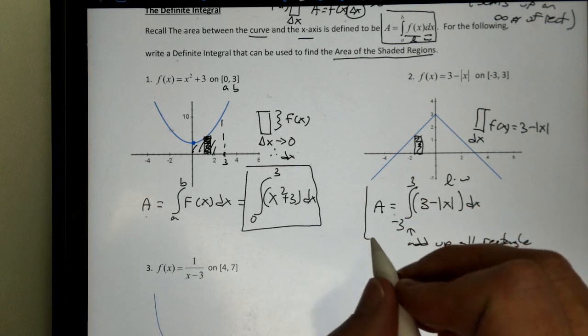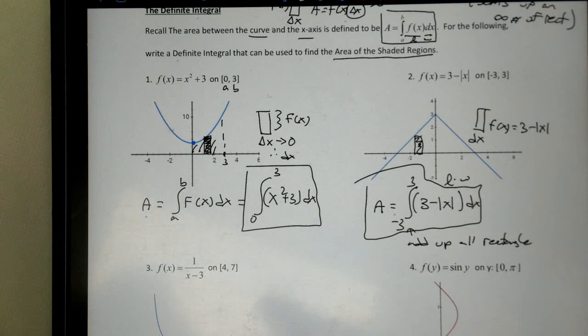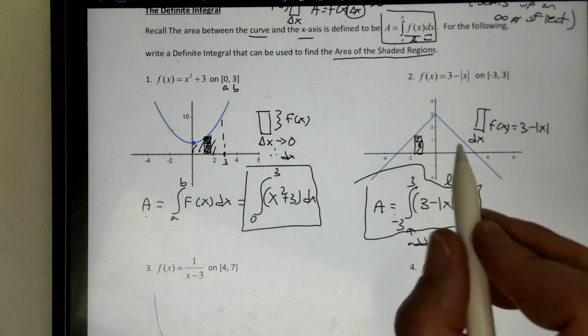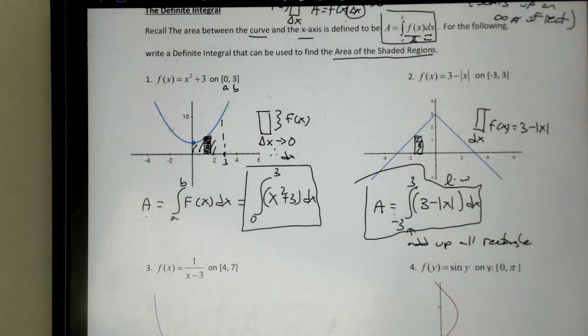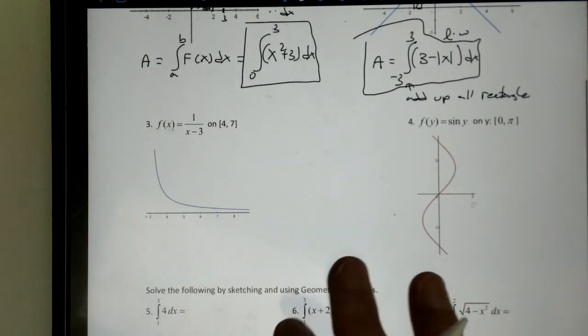And you can actually use symmetry for this, we'll talk about that later on. I can go from 0 to 3 and then just double it, but we'll talk about that later on. So let's try number 3 right here.